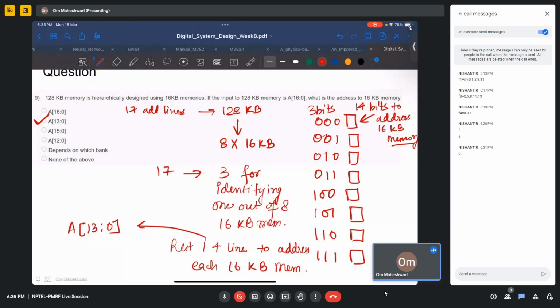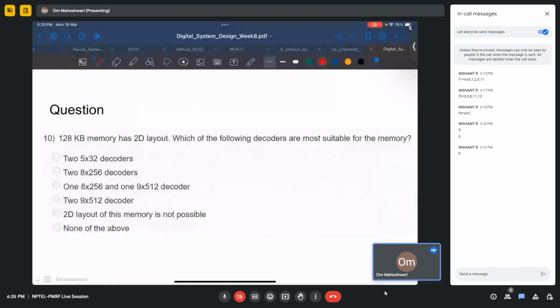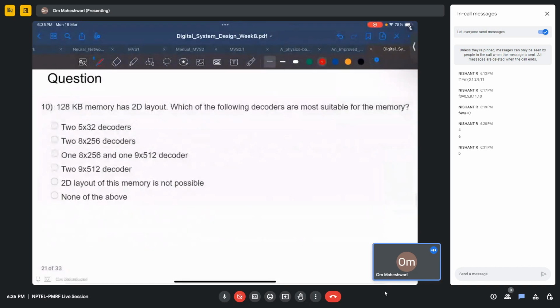Okay, so the next one is: 128 KB memory has a 2D layout. Which of the following decoders are most suitable for the memory?